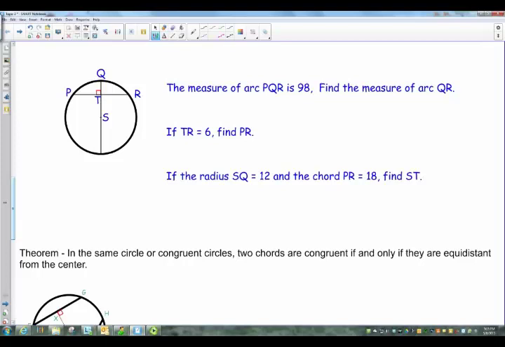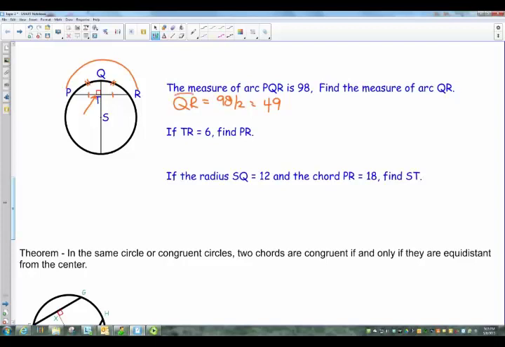So here's some questions we can use these theorems for. It says the measure of PQR is 98. So we're going from here to here is 98. Okay, find the measure of arc QR. Well, because this thing right here is a right angle, what does it do? Well, it cuts this in half, but it also cuts this in half. So since the arc of 98 gets cut in half, QR would be 98 divided by 2, or 49. So the arc measure there is 49.